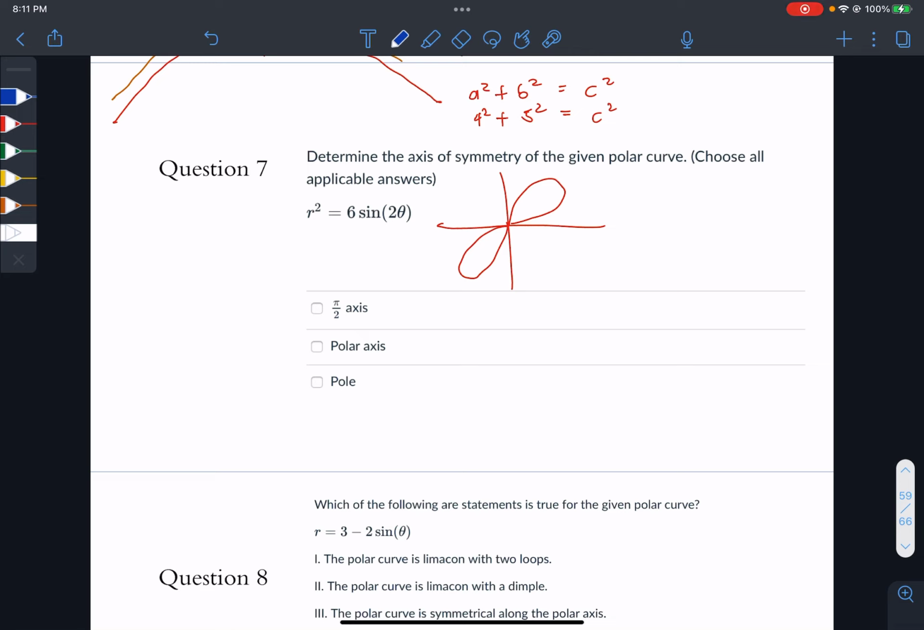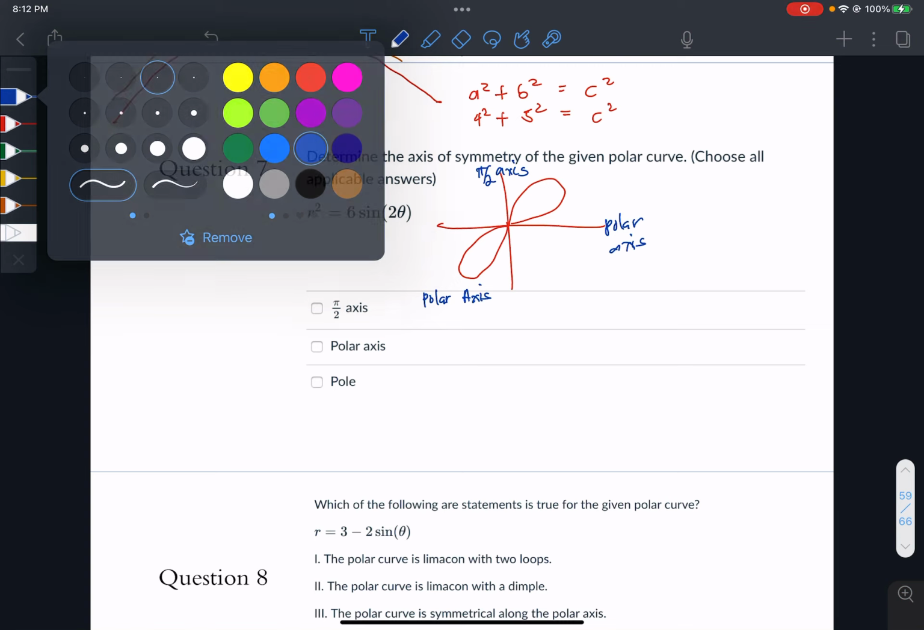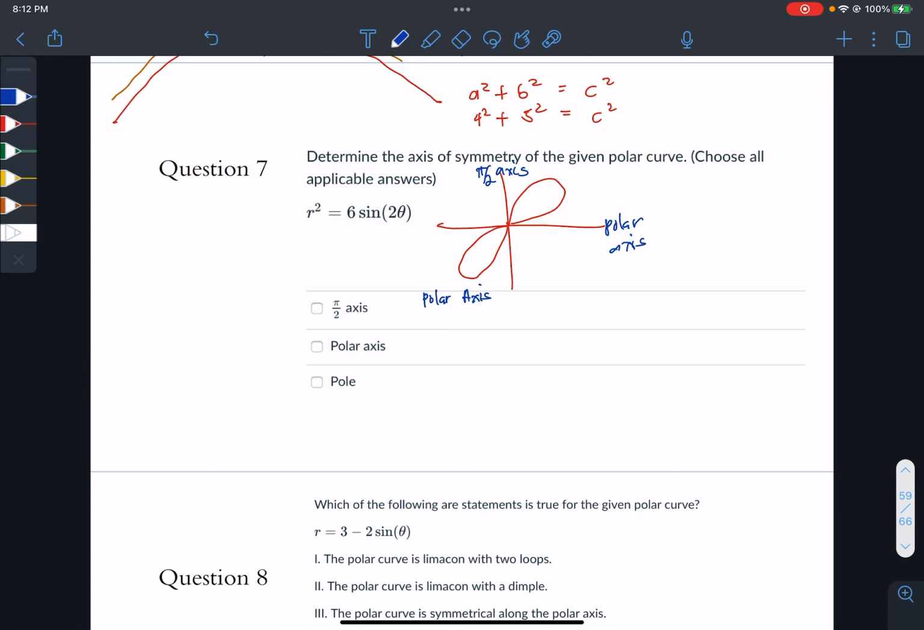So kung ganyan yan, hindi siya symmetrical sa pi over 2, hindi siya symmetrical sa polar. So this is pi all over 2 axis, di ba? And then this is the polar axis. So for pi all over 2, anong mauna? Polar axis. So for polar axis, we change theta to negative theta, di ba? And the answer should be the same.